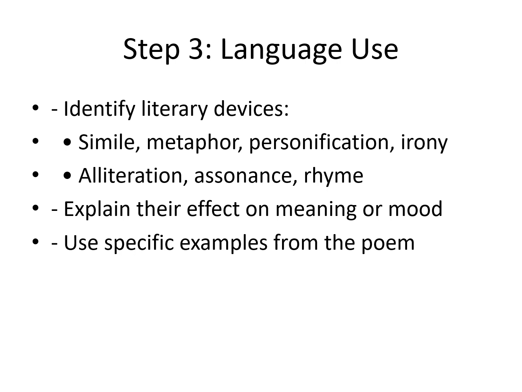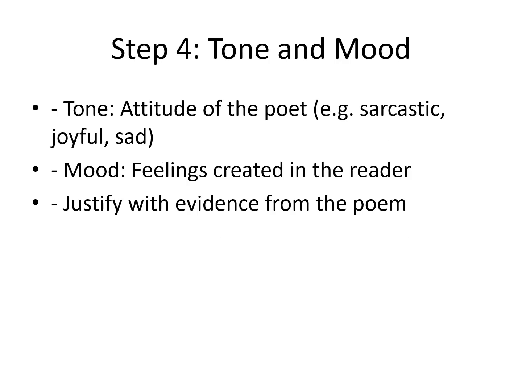Also, such stylistic devices like alliteration, assonance, and rhyme can be gotten from the poem. Remember, after identification and illustrating of such stylistic devices, it is important for us to explain their effects on meaning or mood. It is important that we use specific examples from the poem.